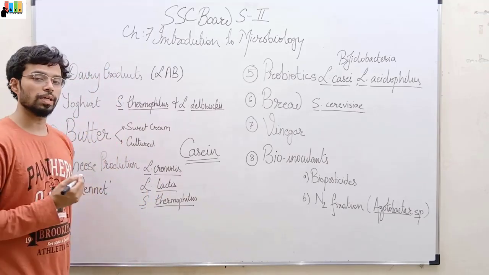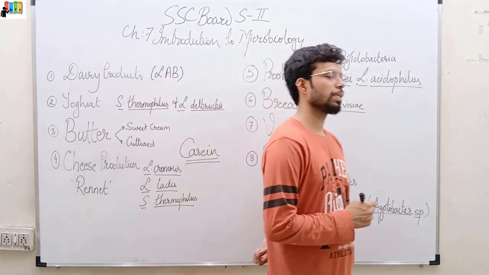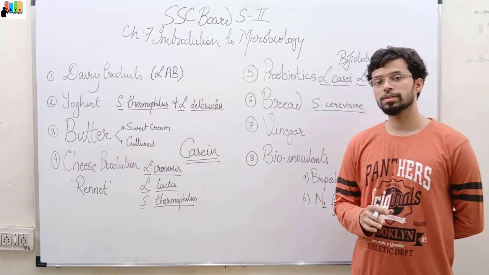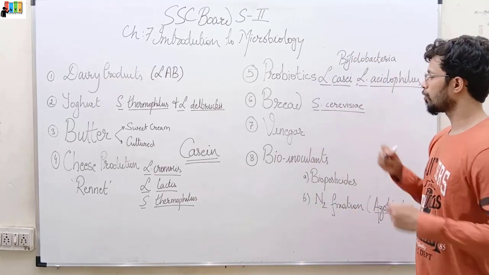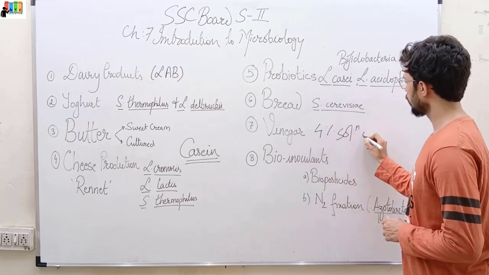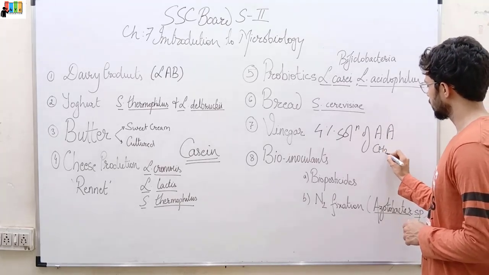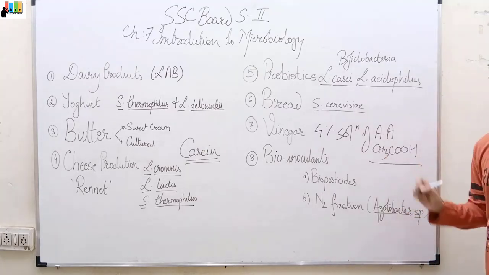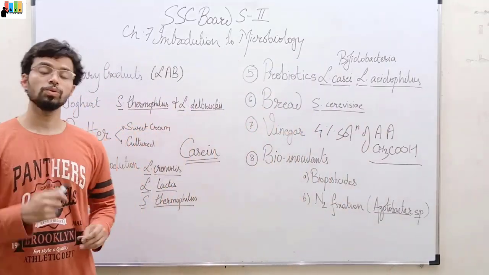Coming to next, it is vinegar. So vinegar also is a very valuable product that has been found to be utilized in a number of food products for preservation. So what is vinegar? Vinegar is nothing but your 4% solution of acetic acid. We all know what acetic acid is: CH3COOH. In your chemistry, you must have studied. This is acetic acid. So a 4% solution of acetic acid in water gives you vinegar.